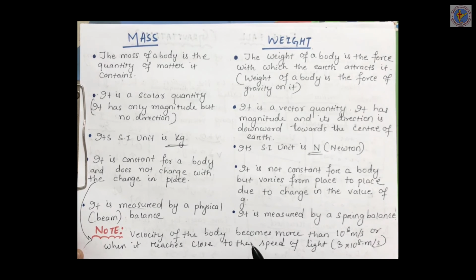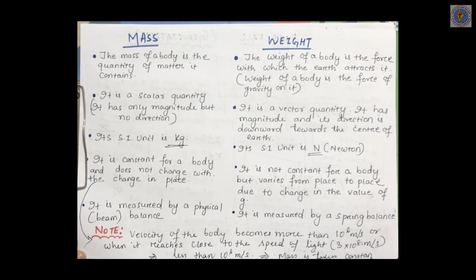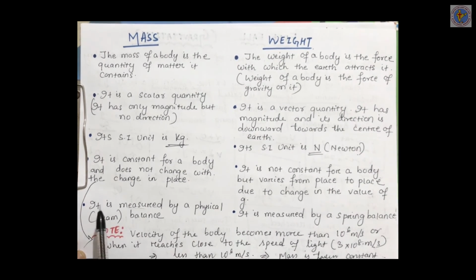Or it increases. But when the velocity of the body is less than 10 to the power 6 meter per second, then in this case mass is taken as constant. Now mass is measured by a physical beam balance and weight is measured by a spring balance. This one you already know.